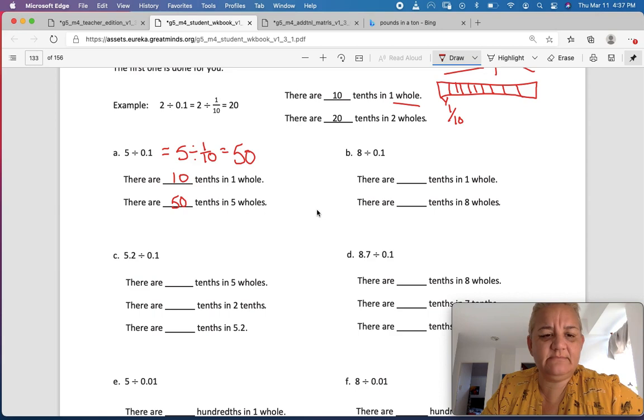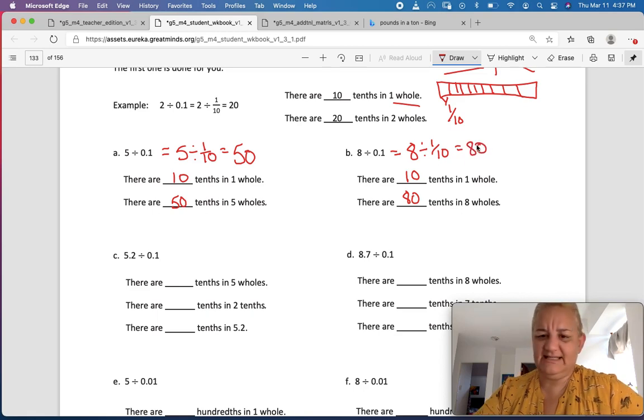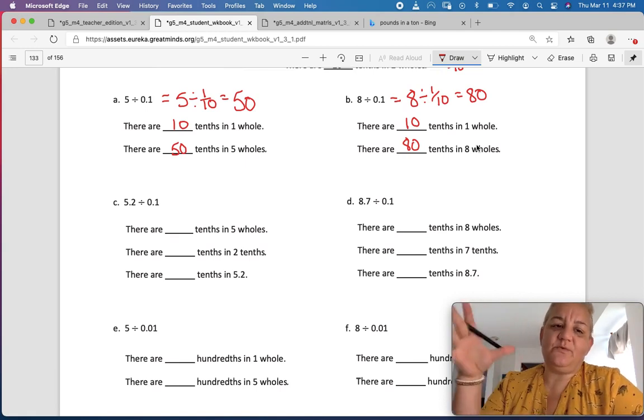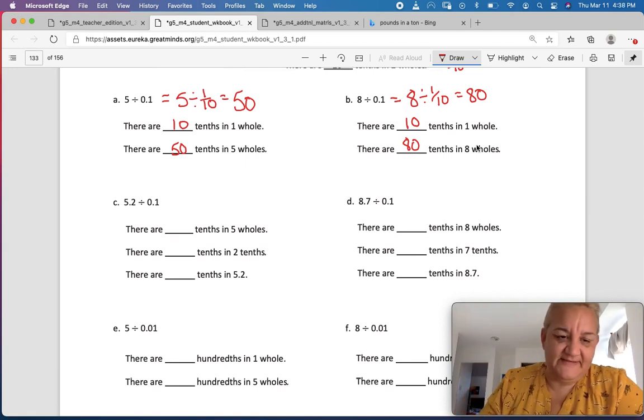Are we getting this? I think you guys get this, right? Okay, so 8 divided by 1/10, we can rewrite as a fraction. And because there are 10 tenths in 1 whole, we know that there are 80 tenths in 8 wholes. Okay, so this will go into that 80 times. This is super easy. We're just thinking about it in different ways, right? We're just developing some math sense.